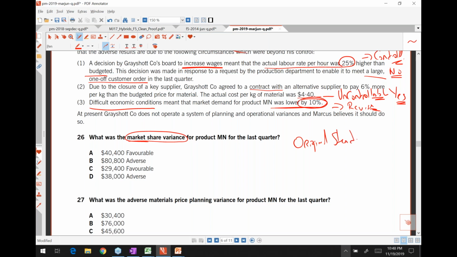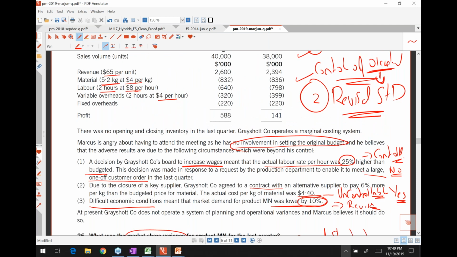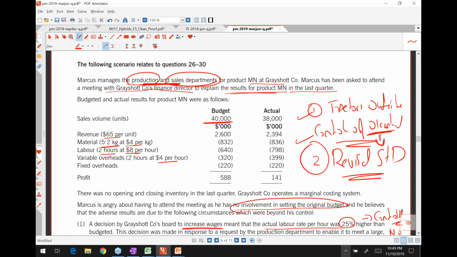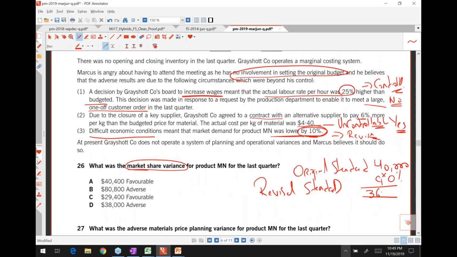Original standard of volume is what? Let's look in the question. It's 40,000. 40,000 is the original standard. Should we revise it? Yes, we should revise this. So what is the revised standard? It says 10% lower, which means let's multiply this with 90%. So this becomes what? 36,000. So this is the revised standard, 36,000.